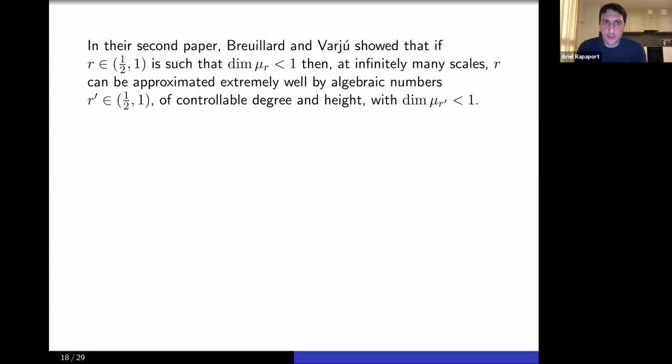In the second paper regarding Bernoulli convolutions, they showed that if r in the relevant interval is such that there is a dimension drop, then at infinitely many scales, r can be approximated extremely well by algebraic numbers r prime in the relevant interval, for which we can control the degree and height. By control of the height, I mean control of the Mahler measure. And these approximating parameters also have a dimension drop.